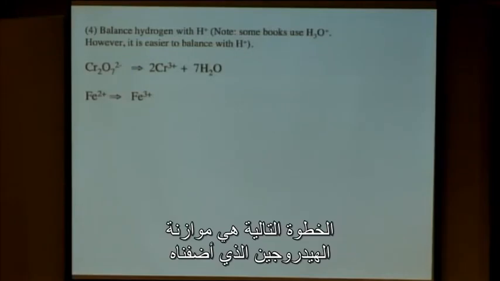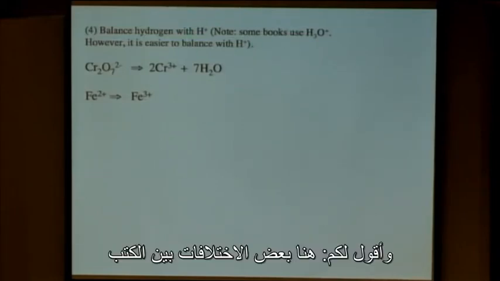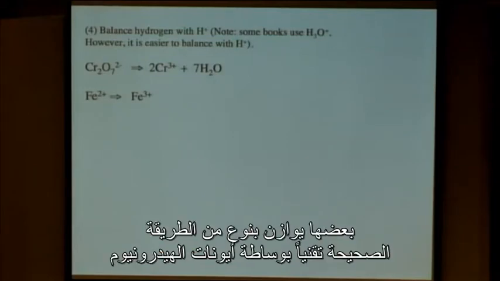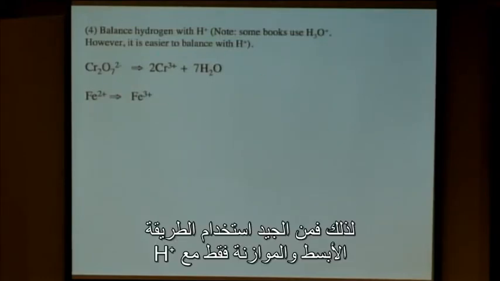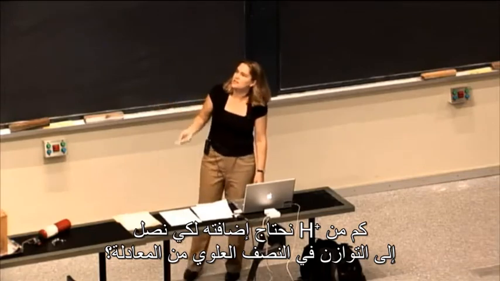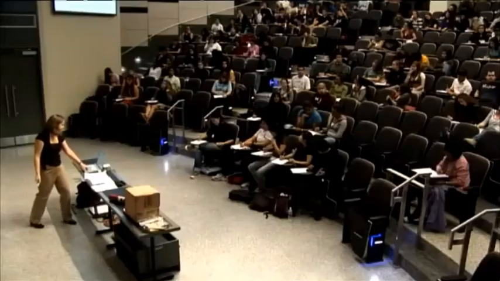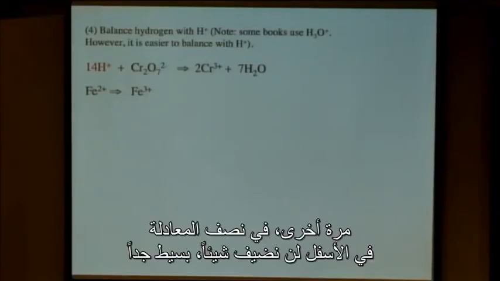Next step is we're going to balance the hydrogens that we just added. And we can balance here with H+. Here's one place that books are different. Some of them balance in a more technically correct way with hydronium ions, but then your oxygens get unbalanced again. So it's okay to use the simpler approach and just balance with H+. So how many H pluses do we need to add to balance the top part? Yep, so we need to add 14 over here. Again, the bottom one, nothing to do. Pretty simple.